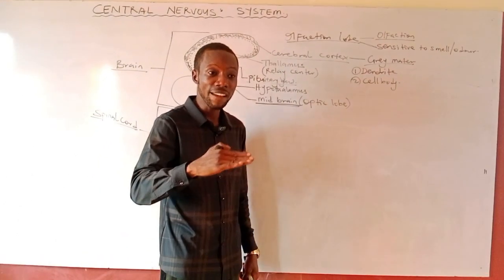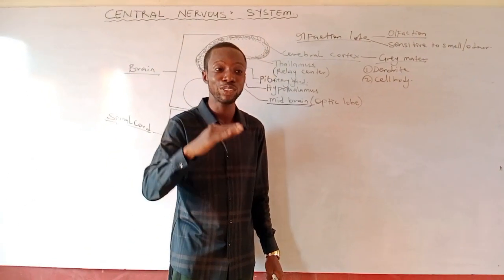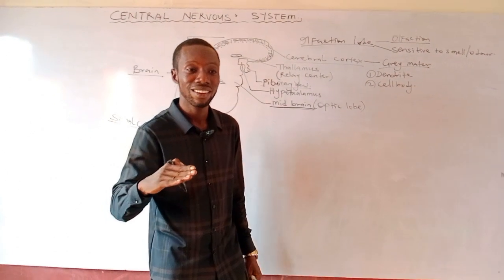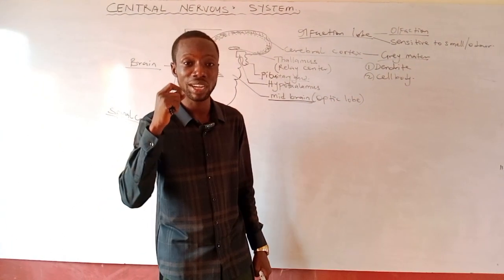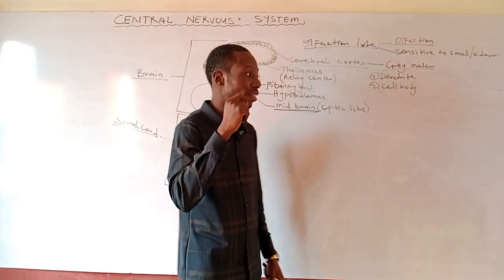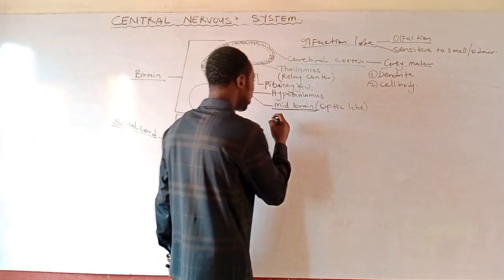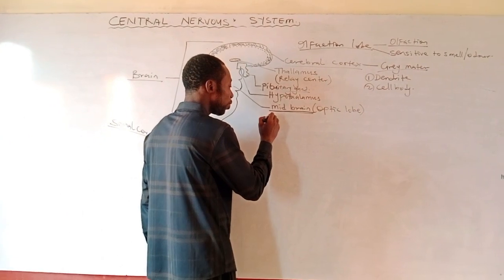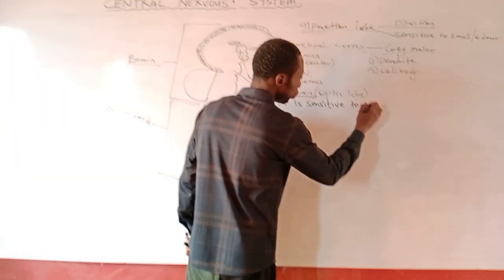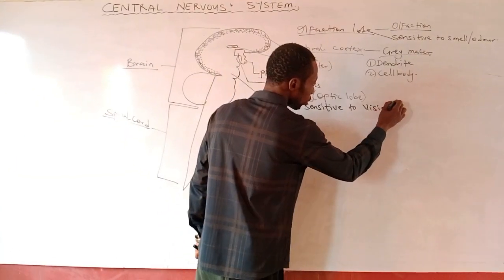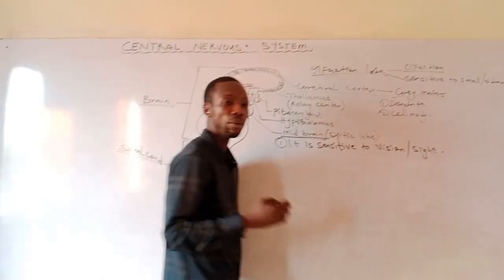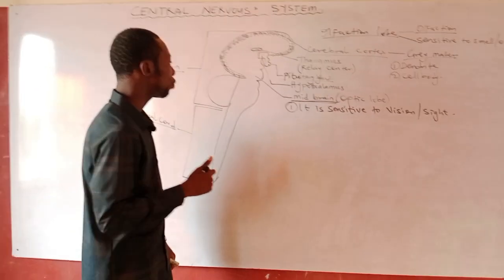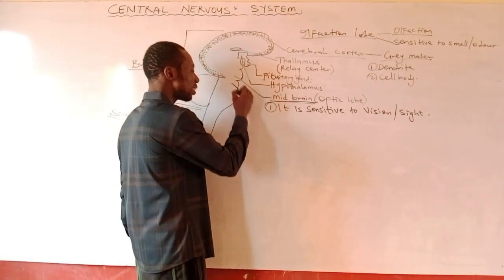At your level, we are not going to mention the Brodmann areas. Areas 17, 18, and 19 are concerned with visual stimuli. The midbrain here is concerned with the only function it has to vision, or we can say sight. The optic lobe is sensitive to vision or sight.